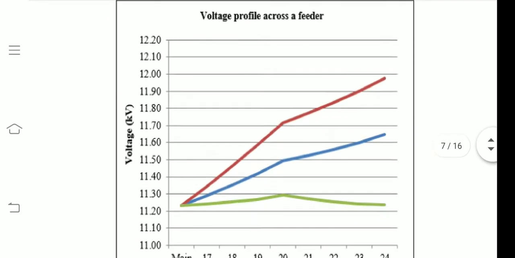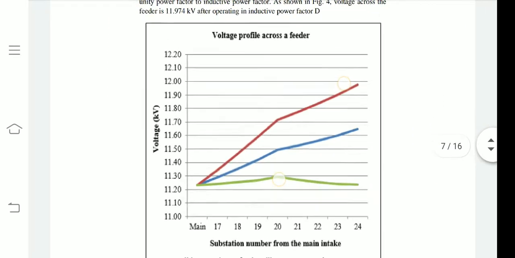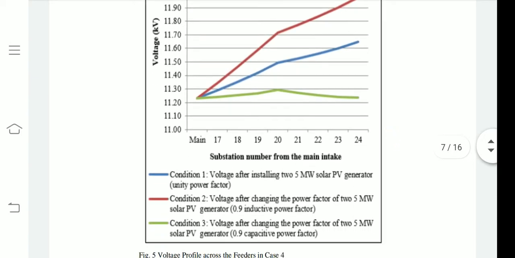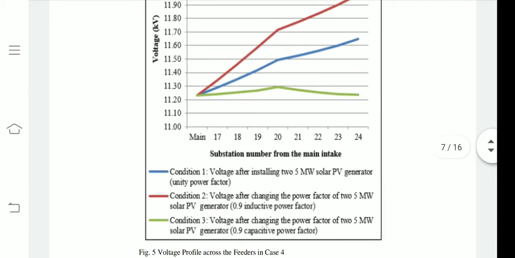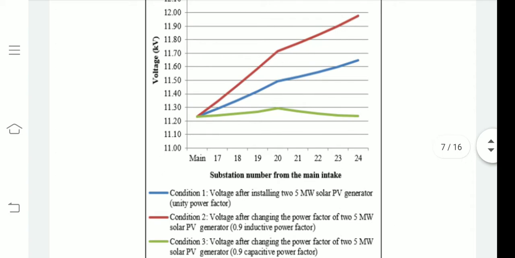Here this figure represents the voltage profile across the feeder in case 4. Here the blue line represents voltage after installing the 5 megawatt solar PV generator. The red color represents voltage after changing the power factor of the 5 megawatt solar PV generator to 0.9 inductive power factor, and the green color represents voltage after changing the power factor of the 5 megawatt solar PV generator to 0.9 capacitive power factor.